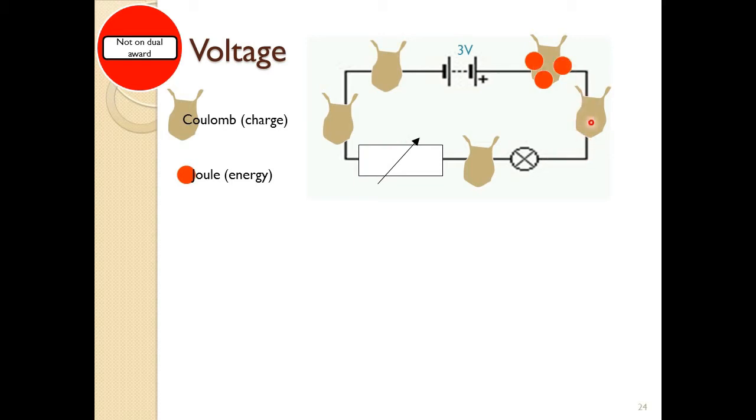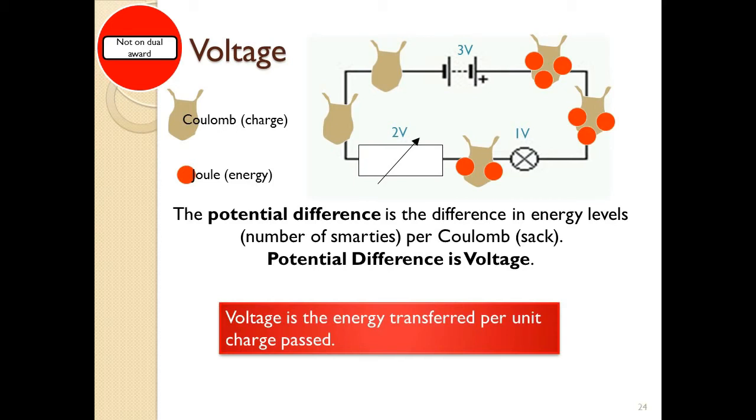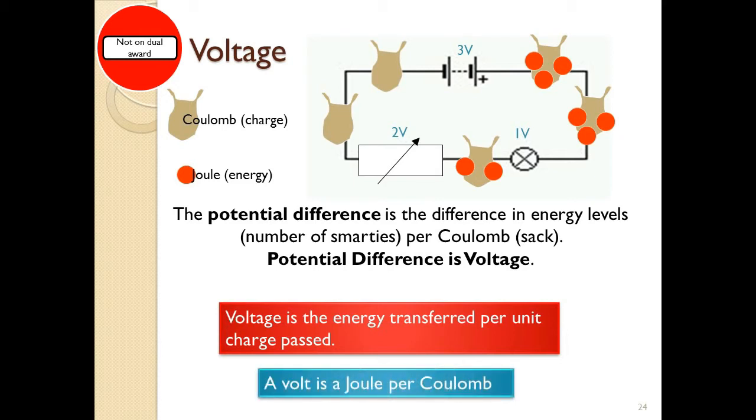Any points connected with a wire are at the same voltage, and so this sack also has 3 joules of energy. When it passes this bulb, the bulb has a potential difference of 1 volt across it, and that means that the sack just to the left of the bulb will have only 2 joules of energy remaining. The final component must take the remaining 2 volts, and so the sacks here have no joules of energy remaining. Potential difference is the difference in energy levels, that's the number of these red dots or smarties, per coulomb, that's per sack. So there's 2 volts difference across this variable resistor and 1 volt difference across this light bulb. Voltage is the energy transferred per unit of charge, and that's a good definition to learn for your exam. And a volt means 1 joule per coulomb.